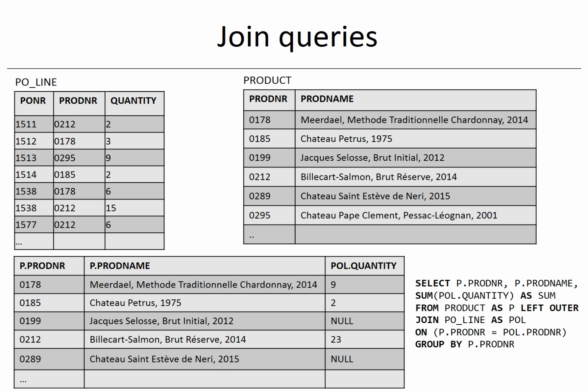Next, the group by clause will make groups in this join table. For each group, the product number, product name, and sum of the quantity will be reported. You can see the result of this at the bottom of the slide. Note that for product number 199, which is Jacques Solas, the quantity is null. Also, for product number 289, which is Château Saint-Estèphe de Néry, the quantity is null. Both are now included in the end result because of the outer join.